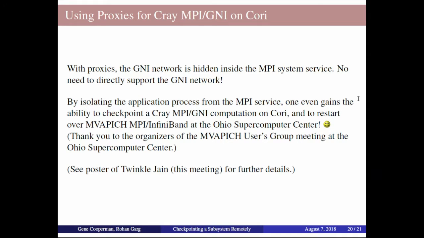Interestingly enough, in principle, this means we could actually checkpoint that Cray MPI GNI over on Cori at NERSC, and then we could, in principle, restart here on MVAPICH MPI with InfiniBand here at the Ohio Supercomputer Center. And that should work fine, because all we're using is the API to MPI. So I did bring MVAPICH back into it. I wasn't going to talk only about Cray for this part.